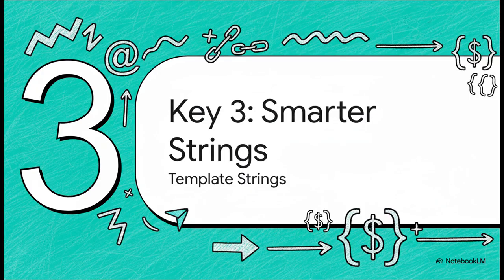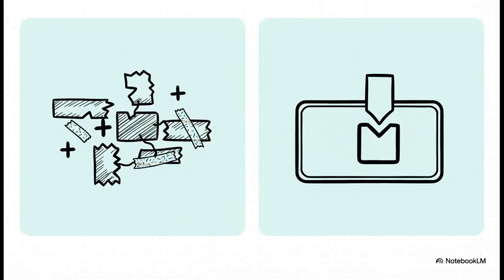All right, let's talk about our third and final key. This one is a real game changer for how we build strings, especially when we're mixing text and variables together. I mean, just look at the difference here. The old way on the left, with all those quotes and plus signs, it's just clunky and hard to read. But the new way on the right, using a template string, it's so much cleaner. You can see exactly what the final string will look like.